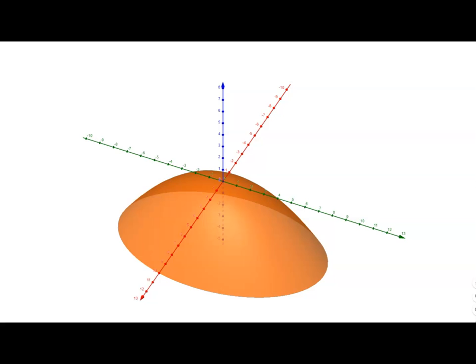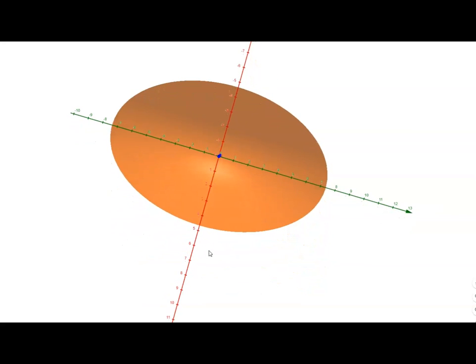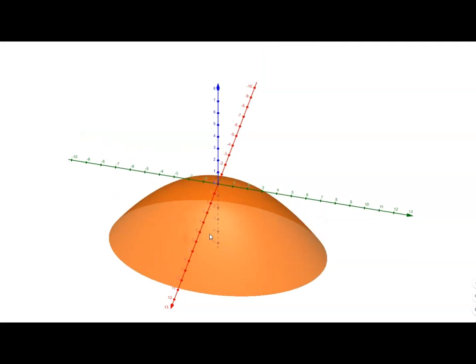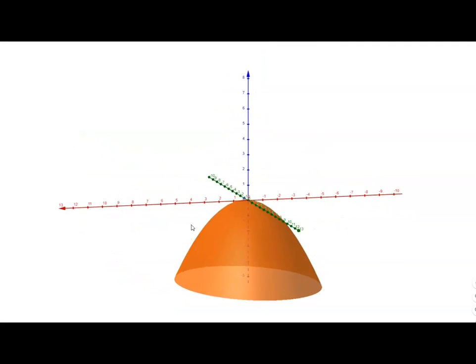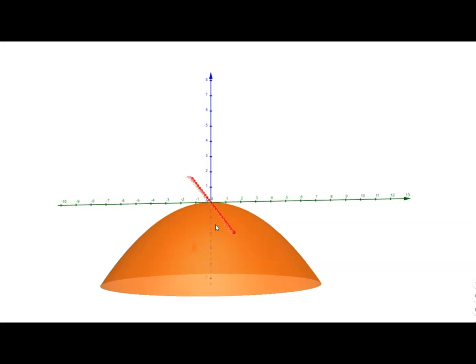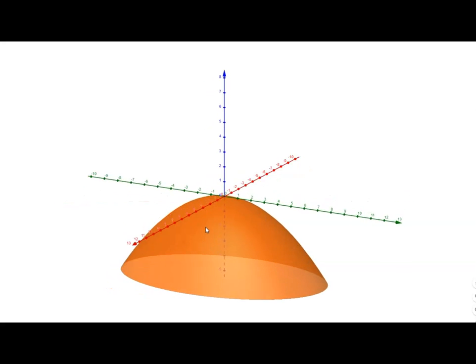What you see here is a surface known as an elliptic paraboloid. If you look at it from the top, you see the cross-section of an ellipse. If you look at the cross-section from the front or the side, you see parabolas.